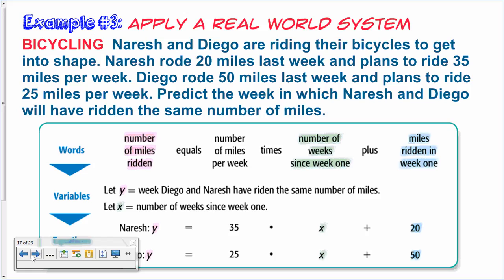Okay, example 3. This is how we would apply a real life system. This is probably how you're going to see it on the EOY test also.